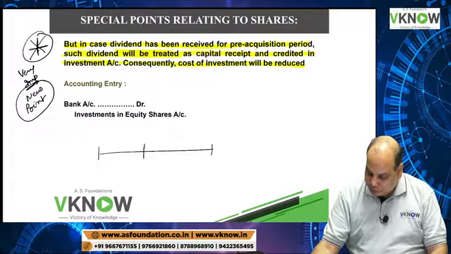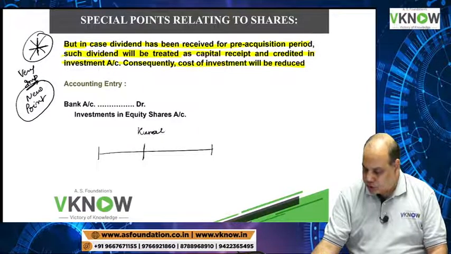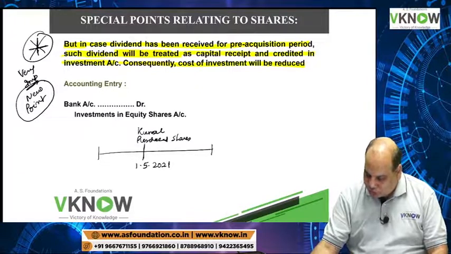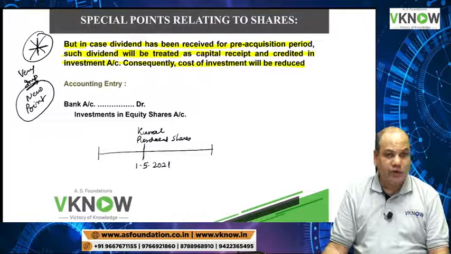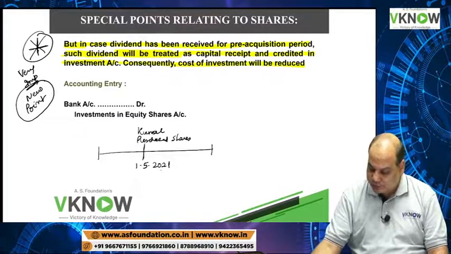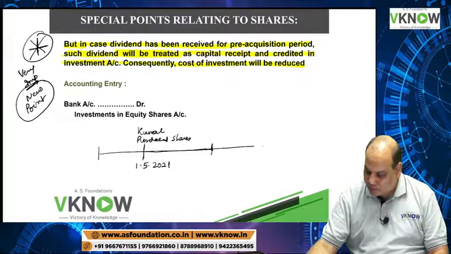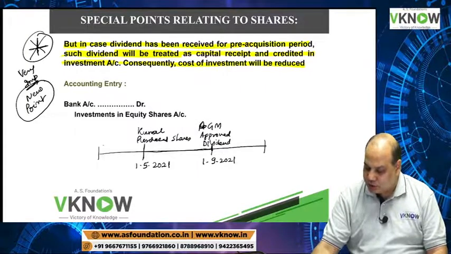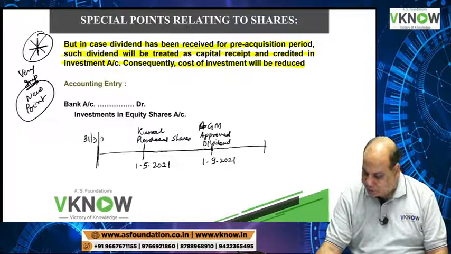Suppose Kunal purchased shares on 1st May 2021. And then Kunal was holding the shares. Then on 1st September 2021, AGM approved the dividend. Now this dividend is for which year? This dividend is for the year ended 31st March 2021.